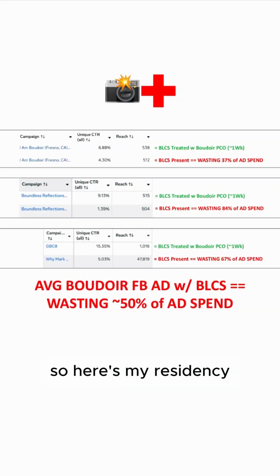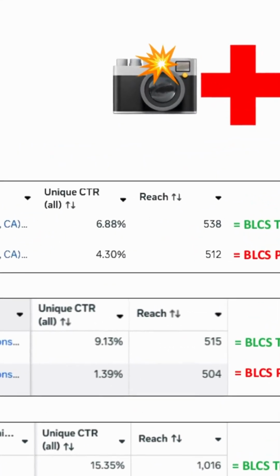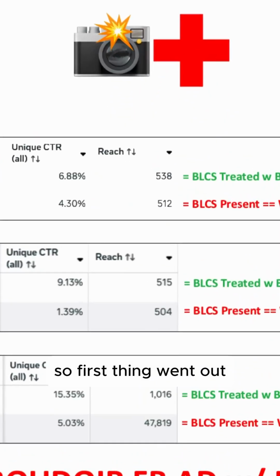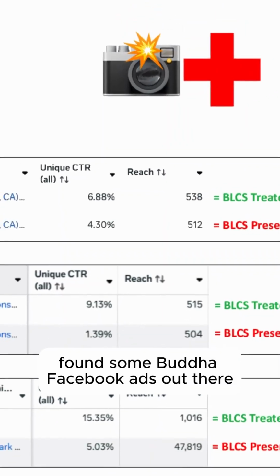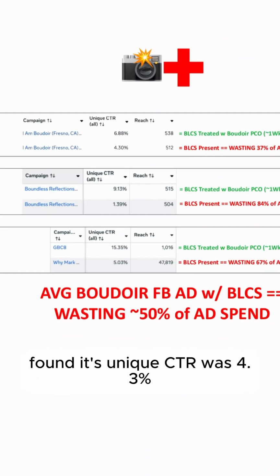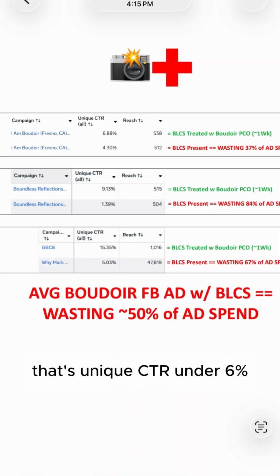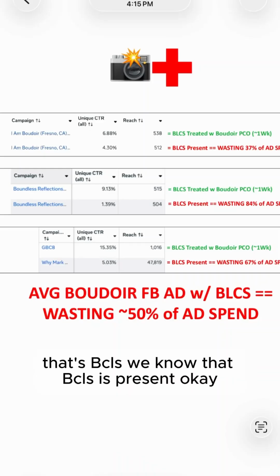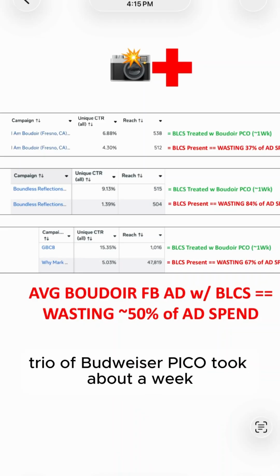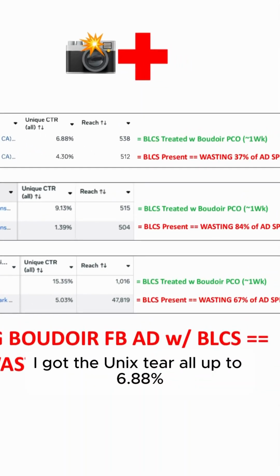So here's my residency on the way to doing boudoir Facebook ad doctor. So first thing, went out, found some boudoir Facebook ads out there, pulled the first one into my hospital, tested it, found its unique CTR was 4.3%. That's unique CTR under 6%, that's BLCS. So we know that BLCS is present, okay. So duplicated it, treated with boudoir Pico, took about a week, and got the unique CTR up to 6.88%.